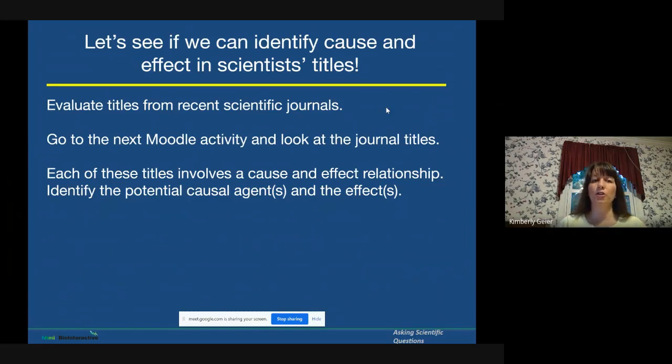So, you're now going to go to the next Moodle activity and you're going to look at a list of journal titles. These are scientific journal titles, and you're going to evaluate them. You're going to see if you can just pick out the cause and the effect in some of these different scientists' titles. So try that out. It's the next activity in Moodle, and see how well you are doing.